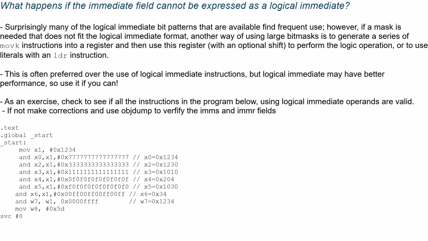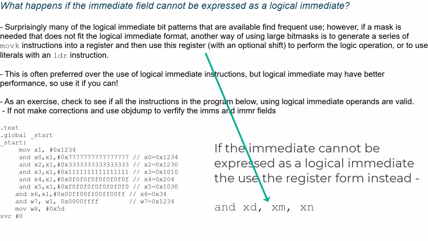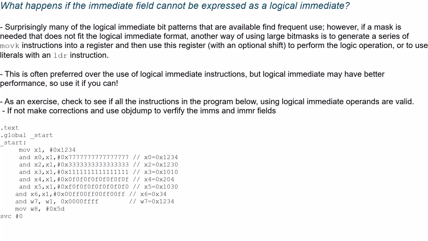Sometimes we can't express the immediate bits that we need as a logical immediate. Well, there are a number of ways of working around this. The other form of AND is the register form, which is AND Xd, Xm, Xn. So we can use the move keep instruction to load up a register, or we can use the LDR instruction to load data from memory. To load the bit values, you may find that this is an easier way to do things, but if you can use logical immediate, you should, because it can have some performance benefits as well as using only a single instruction cycle, so we would recommend that.